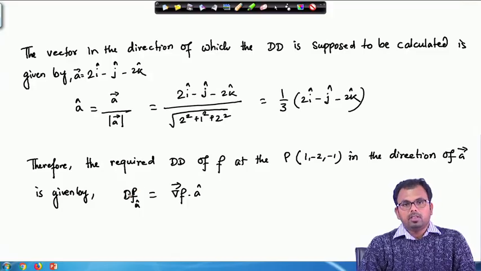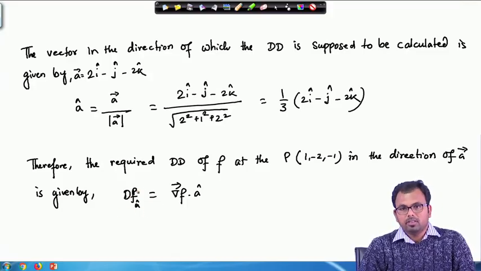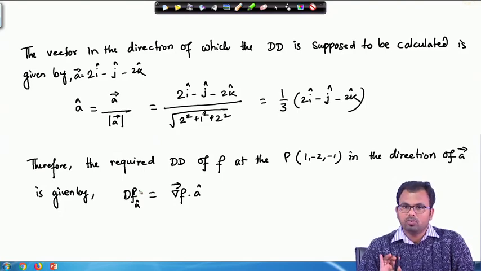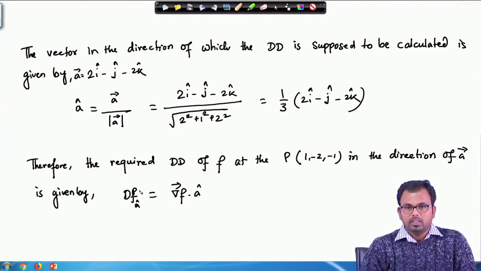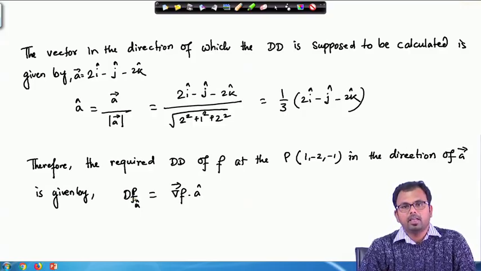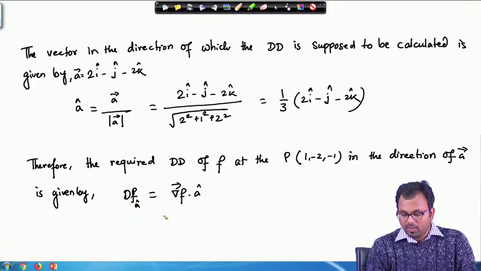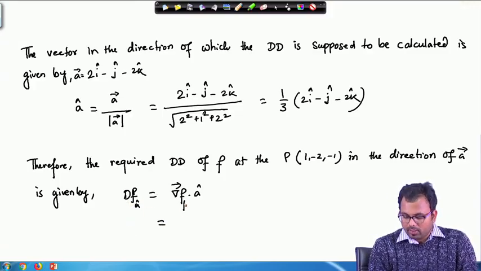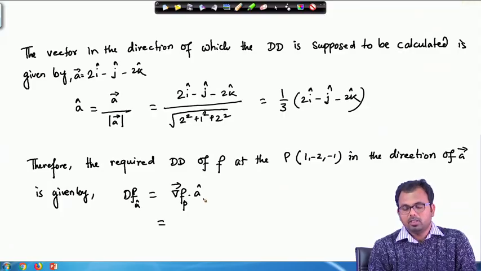So, the directional derivative, I have chosen a notation df, although the notation does not play a big role here. You can ignore the notation and use your own notation. This is not universal, it is just my notation to signify the directional derivative of the function f in the direction of a cap. All right. So, now here we have gradient of f at the point p dot a cap.